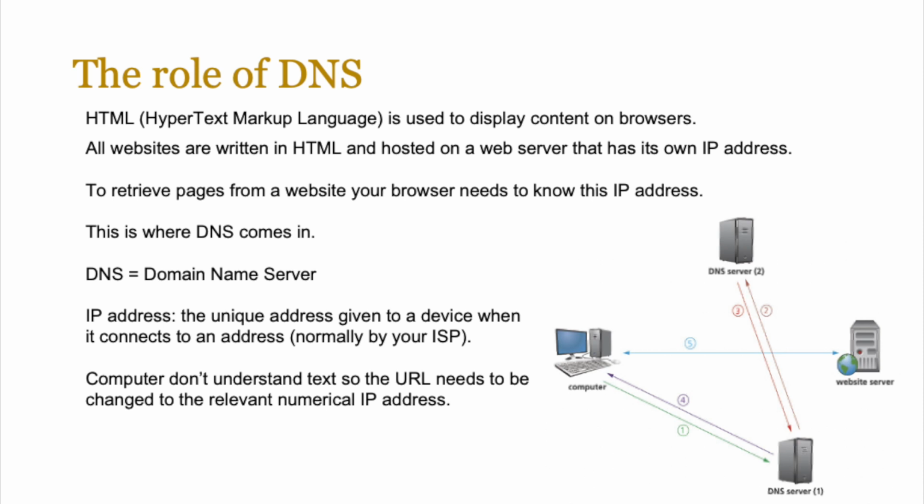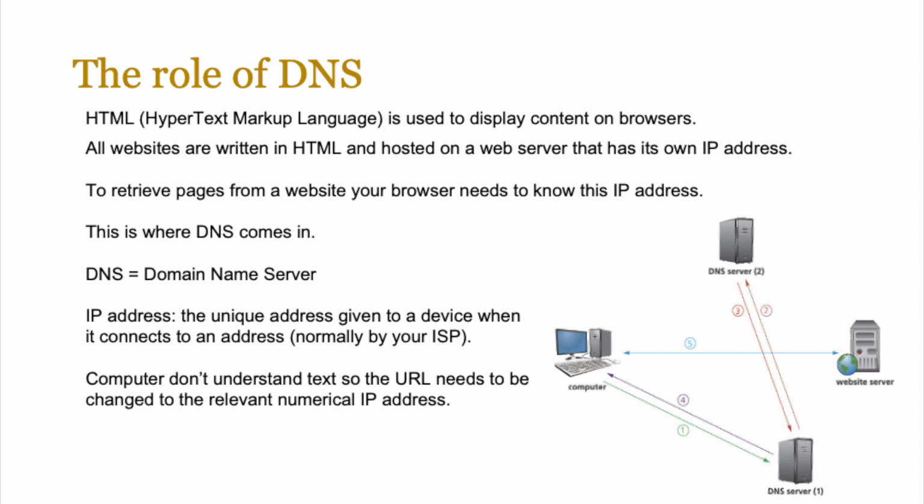You might be wondering what an IP address is. Well, that's a unique address given to a device when it connects to a network. So normally your ISP or the web server's ISP gives an IP address. And these can be static and dynamic, and we'll look into all of that later. Your computer doesn't understand text, so the URL that you type in needs to be changed to a relevant numerical IP address. So remember that.